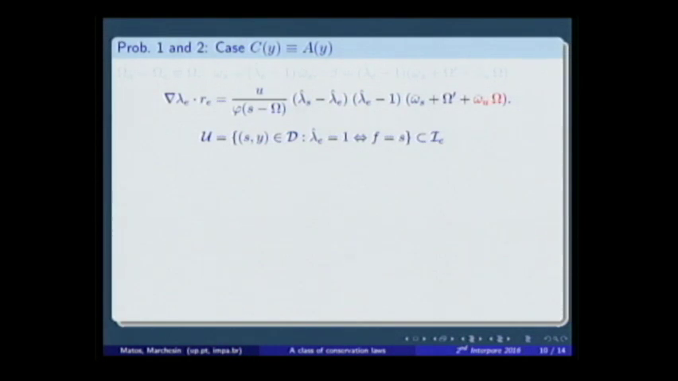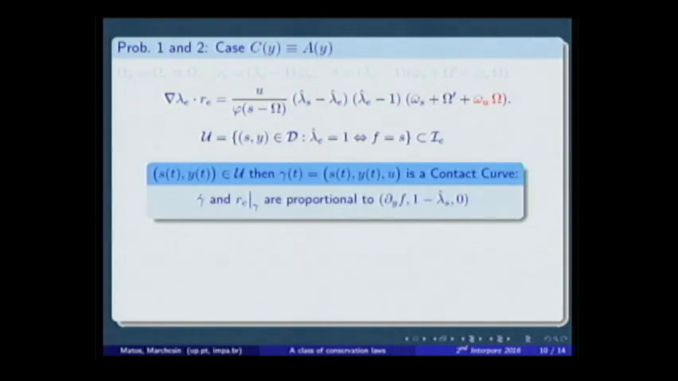So the inflection is exactly as in the previous case. The coincidence, the case where lambda E equals 1, could be written like F equals S, and there is another curve where this vanishes. Again, we can prove that this curve U is a contact curve.